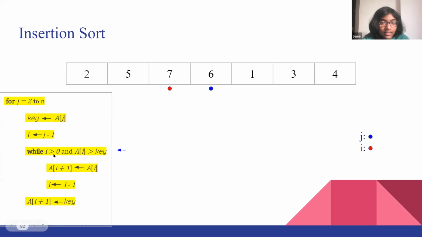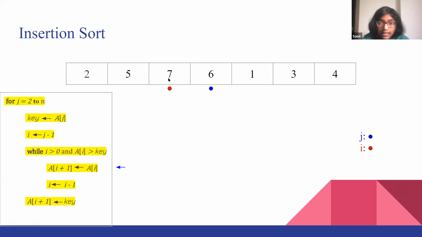Is I greater than 0? Yes, ma'am. And what is AI? 7. Is 7 greater than the key? Yes, ma'am. Yes, it is. So we will go inside the while loop. And what are we going to do?